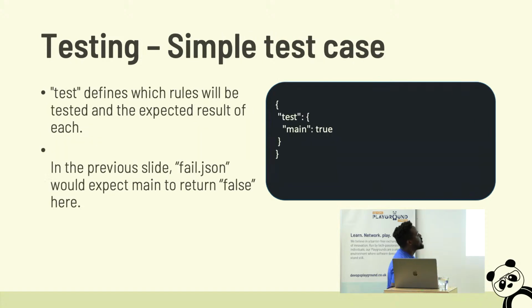And then, so this is an example of a pass.json. In here, it's saying that we're expecting the output to be true. So that would be the pass.json. And then for the fail.json, we will set the main equal to false.